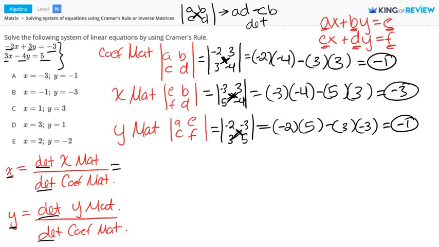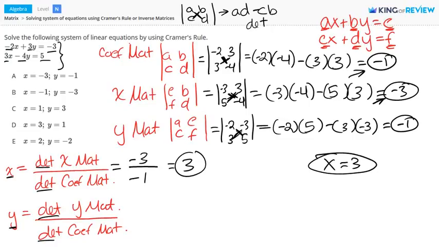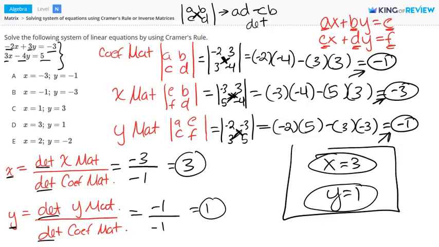So now let's solve for x. The determinant of the x matrix, that's -3, divided by the determinant of the coefficient matrix, that's -1. -3 divided by -1 equals 3. So we know x is equal to 3. And now for y, the determinant of the y matrix, that's -1, divided by the determinant of the coefficient matrix, which is -1, and this equals 1. So we know that y equals 1. So now we've solved our system of linear equations, and letter D is correct.